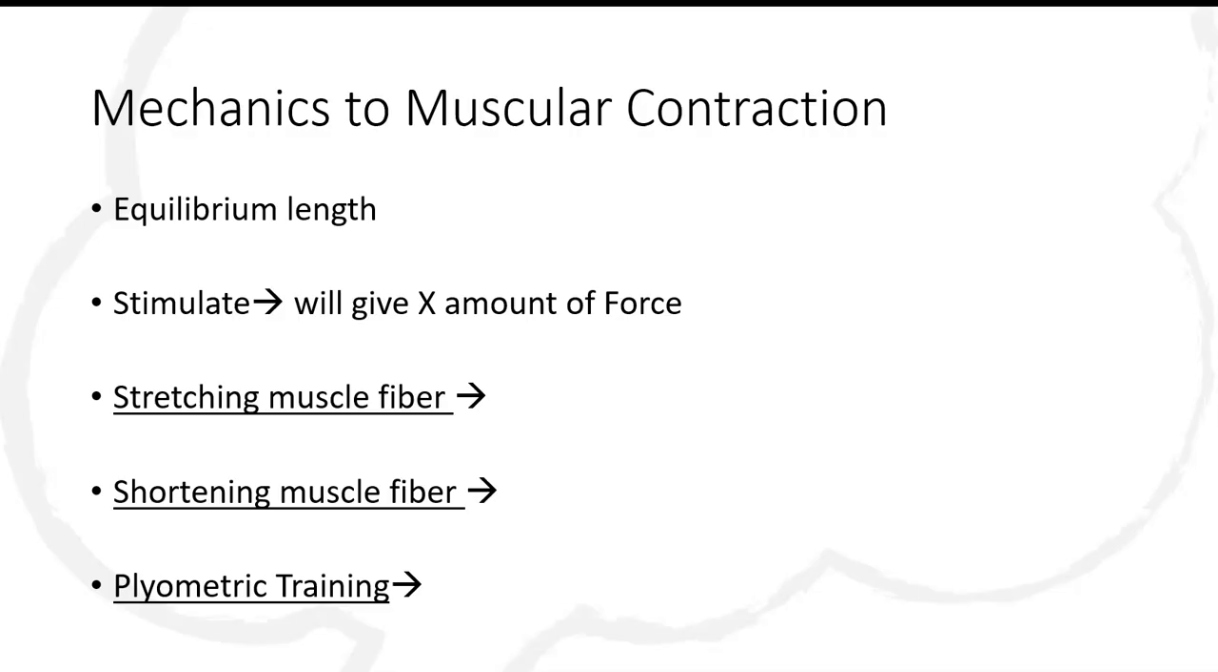So if we stretch that muscle to a certain percentage above resting length and stimulate it again, we will be able to generate more force than when it was at an equilibrium length. So now we have X plus Y equals Z, and Z being the new force based off of a slight stretch. The resting force plus the new force equals the total force now.